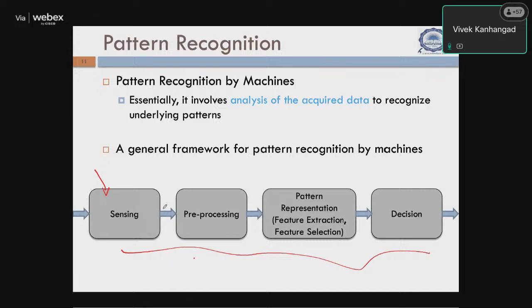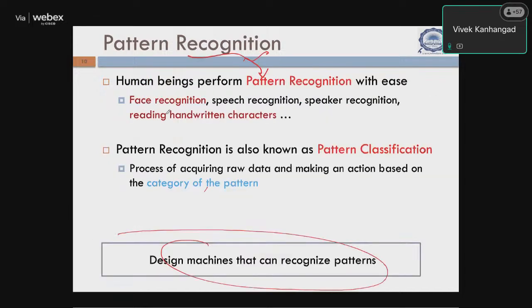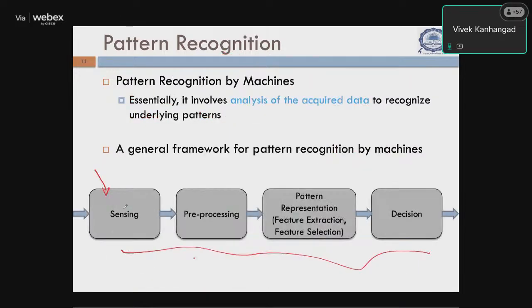depending on the problem. For example, if you're developing a face recognition system, the first sensing would be an appropriate camera. It could be a general purpose camera which captures 2D images, or if you want to, let's say, use depth information as well.